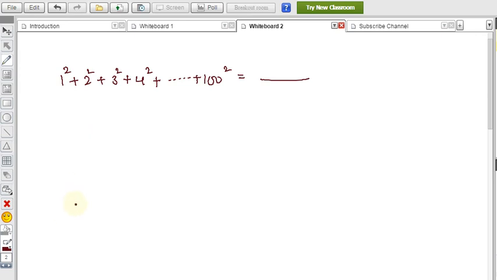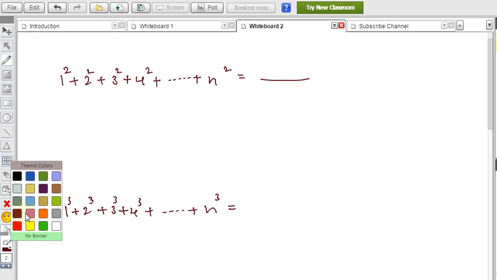Similarly, the sum of the cubes of the natural numbers: 1 cube plus 2 cube plus 3 cube plus 4 cube plus so on plus n cube. So n is any number. The previous example also you can take as n, 100 square. So n they will give in the problem.